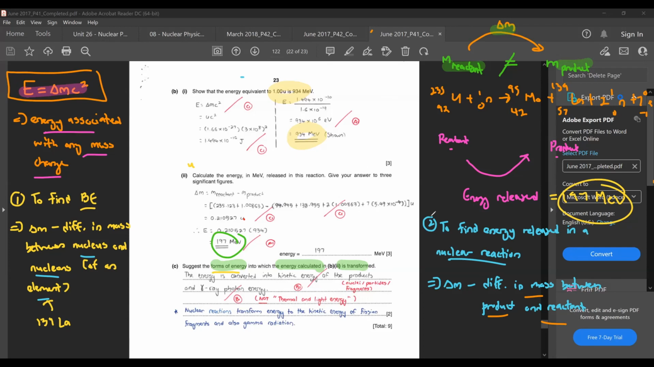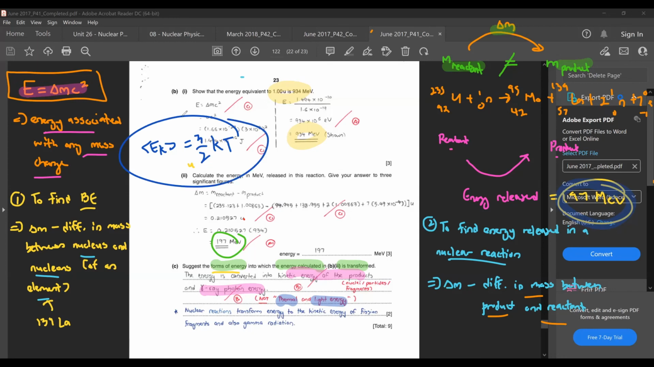You could say that your energy is actually converted into kinetic energy of your products and gamma ray photon energy. Now some people would say that whatever energy is released here is converted into thermal energy and light energy. It is not wrong, but there's a more specific term to it. If you've gone through ideal gas, you would see this equation, EK is actually 3/2 kT.